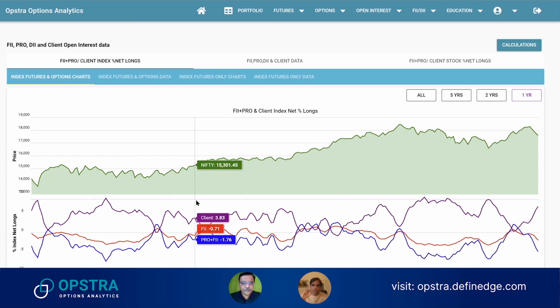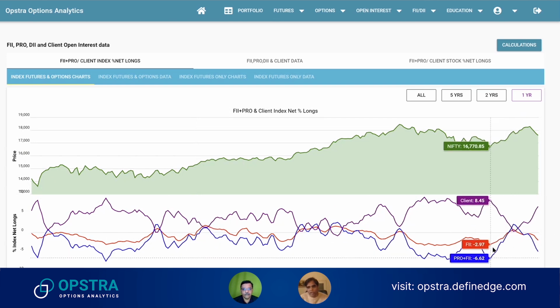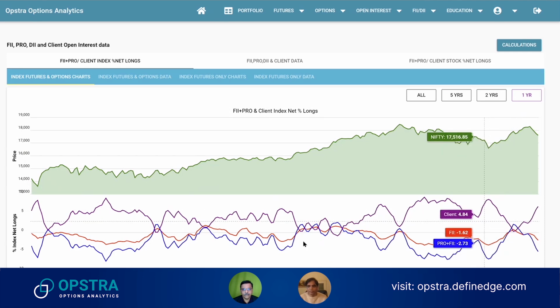We have put clients on one side, clients meaning the retail clients in this case, and we have combined pro and FII on the other side, their positions on the other side. Pros are the market makers or the proprietary desks, all those guys come into pro. And then FIIs. So here you can see blue is pro and FII, and purple is client.